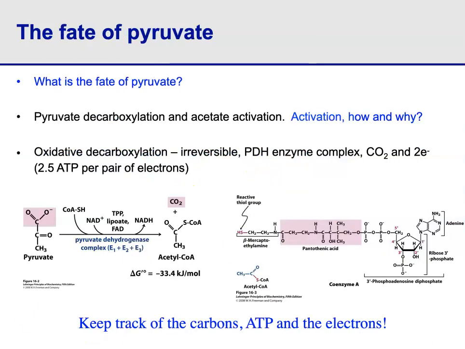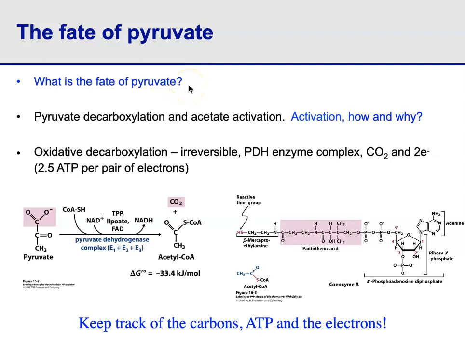All right, now before the final product of glycolysis, which is pyruvate, enters the citric acid cycle, we need to convert it into acetyl-CoA. Before we do that, I wanted to go over again what is the fate of pyruvate. In other words, what can pyruvate be used for?